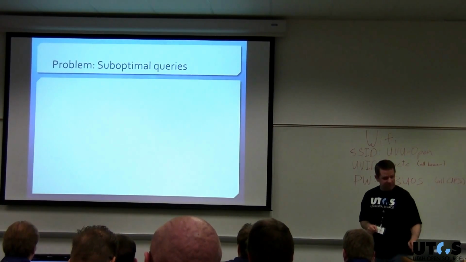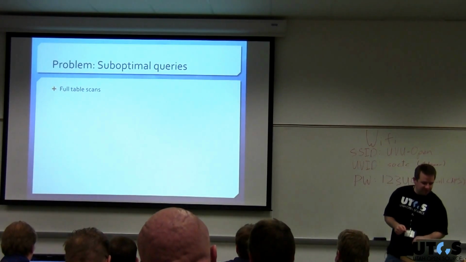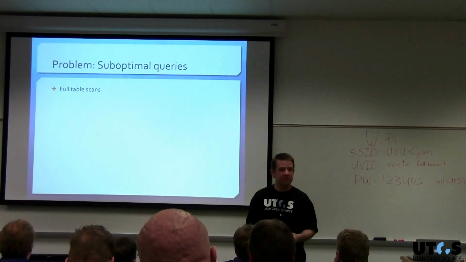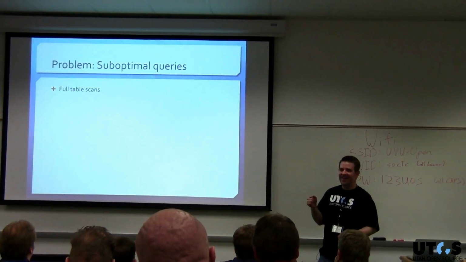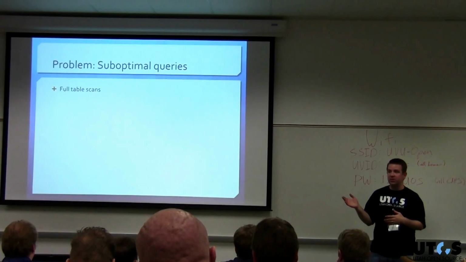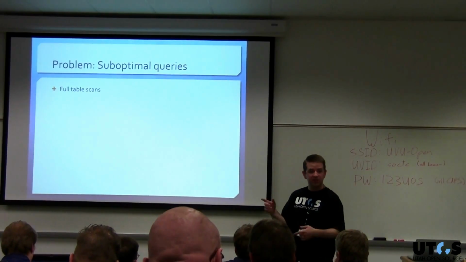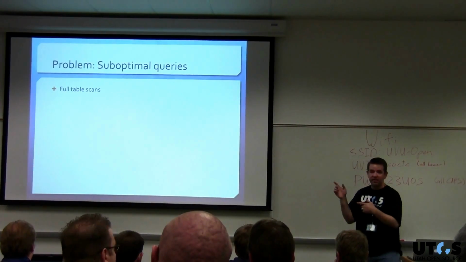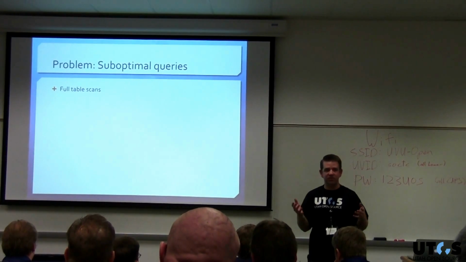Okay, next problem, suboptimal queries. Full table scans. Does everyone know what a full table scan is? That's when you don't have an index, or it's not using your index for whatever reason. This is something where explain is helpful. It'll tell you when it's doing a full table scan. So use explain, it tells you, but that means you're not indexed.